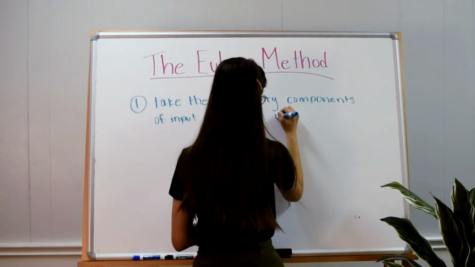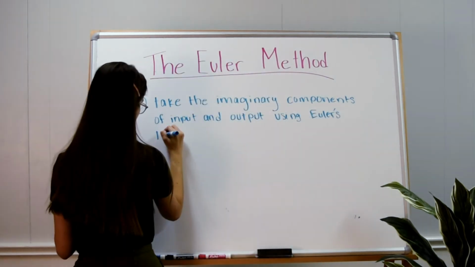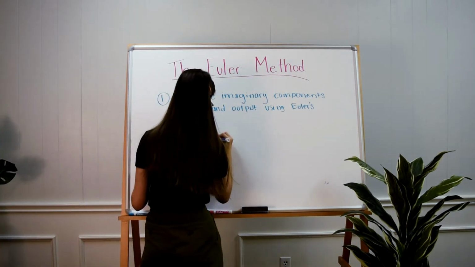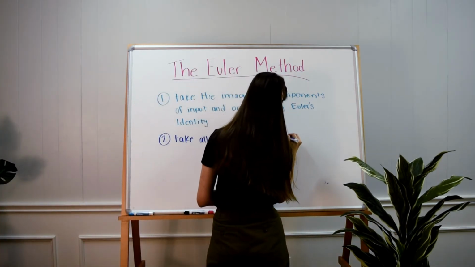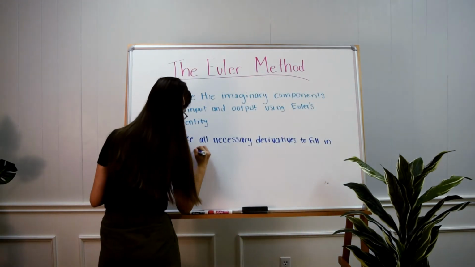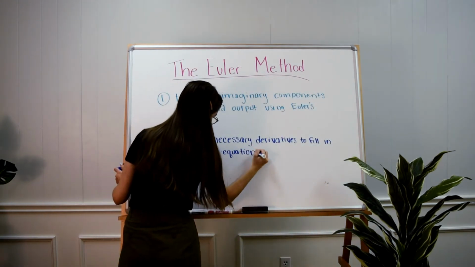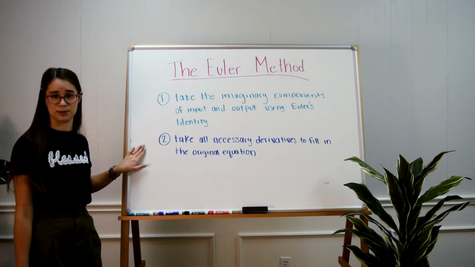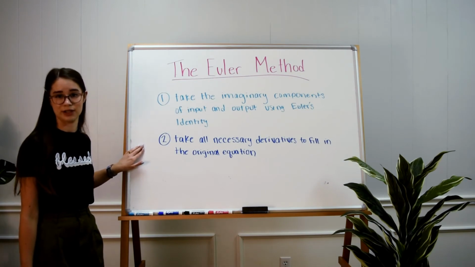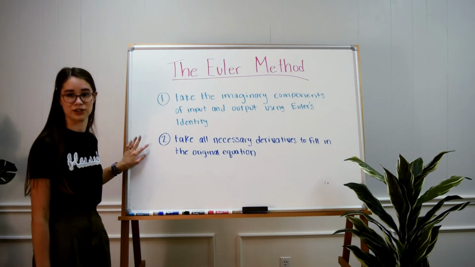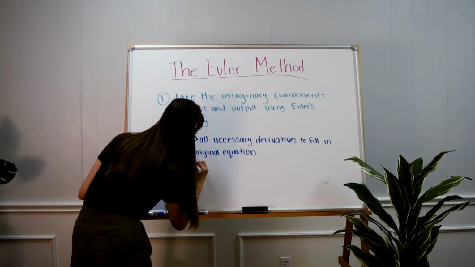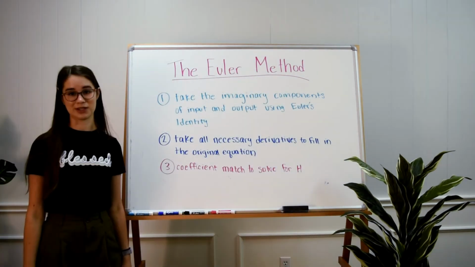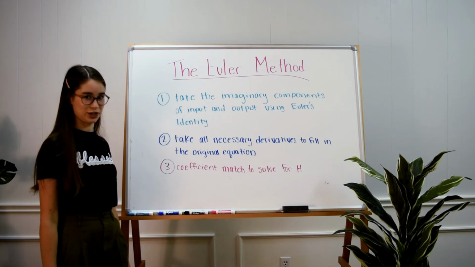So, step 1, we took the imaginary components of our input and output using Euler's identity. In step 2, we took all of our necessary derivatives in order to fill in our original equation. So in this case, we only had a v dot, but this could potentially go into higher order systems. If you go into systems where we have derivatives of our input, you know, the possibilities are endless. In step 3, we coefficient matched with the imaginary pieces of our equation to solve for h.